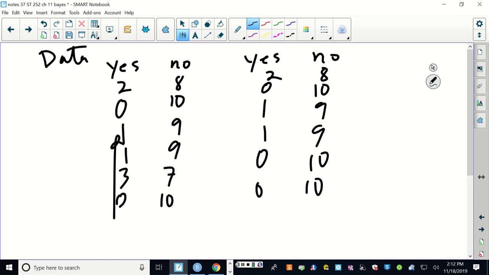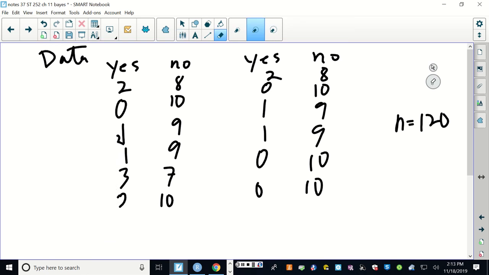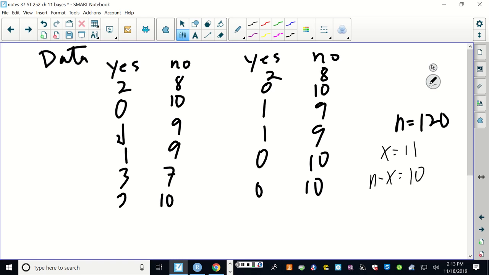Okay. Right. So we have a lot of data, right? So we get 1, 2, 3, 4, 5, 6, 7, 8, 11, 12. So n is 120 in all. Okay. And let me clean this mess up here. How many yeses? 2, 3, 4, 5, 6, 7, 8, 9, 10, 11. x equals 11. So n minus x is 109.